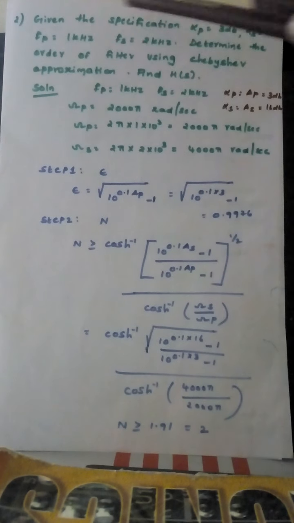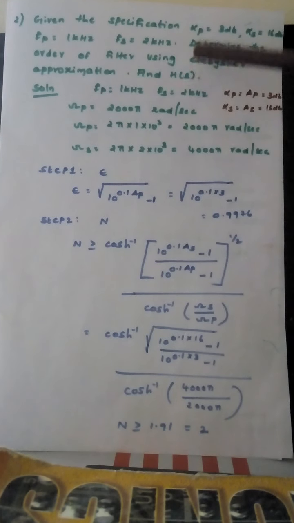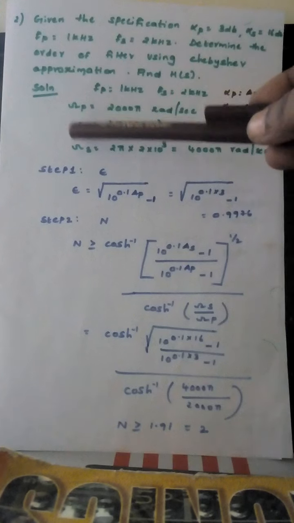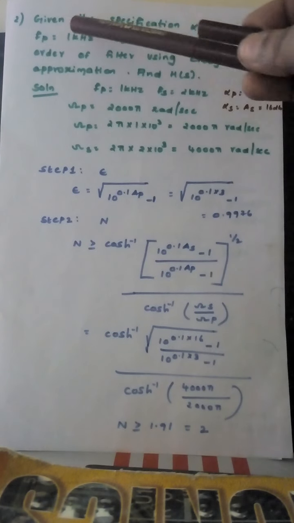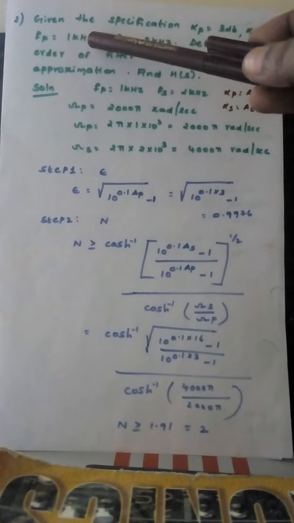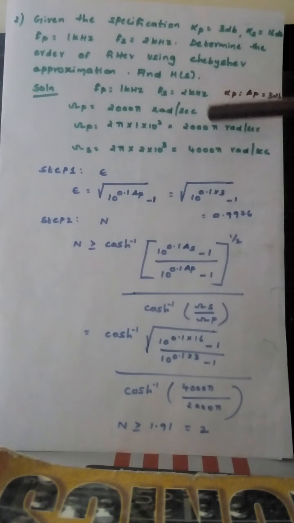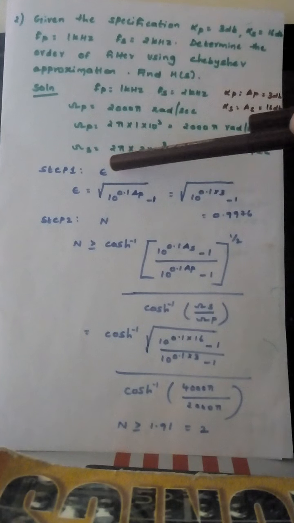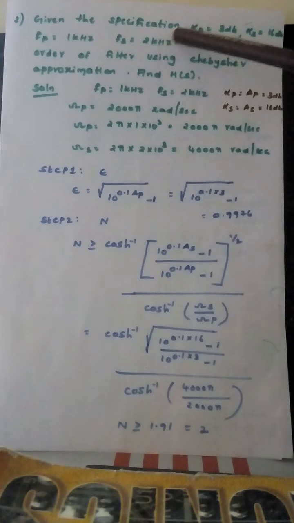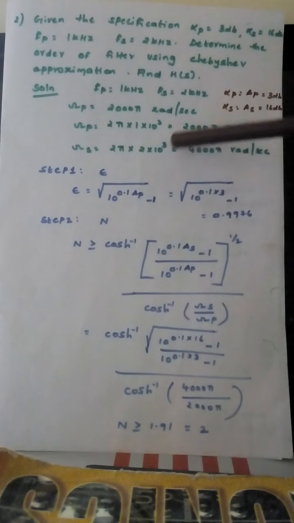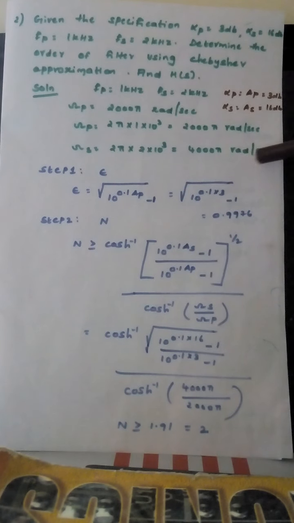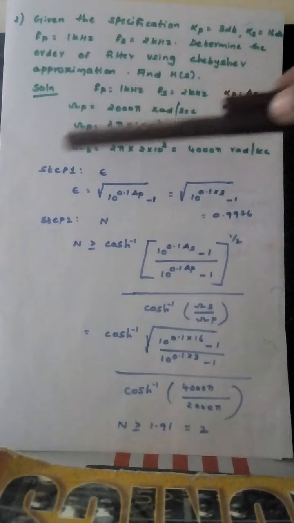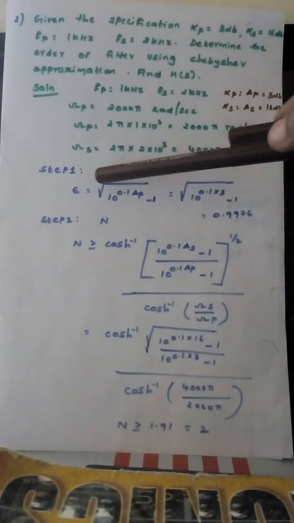So here we have to convert this frequency into radian per second. Omega p is equal to 2 pi into fp, they have given 1 kilohertz, so it is 1 into 10 to the power of 3, so it is 2000 pi radian per second. Similarly, omega s is equal to 2 pi into fs, they have given 2 kilohertz, so it is 2 into 10 to the power of 3, so it is 4000 pi radian per second.